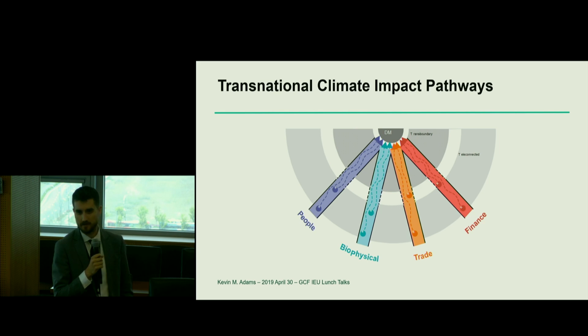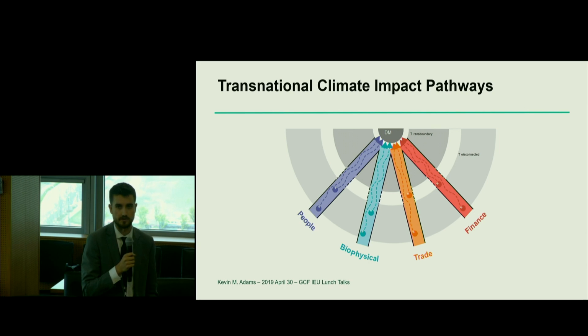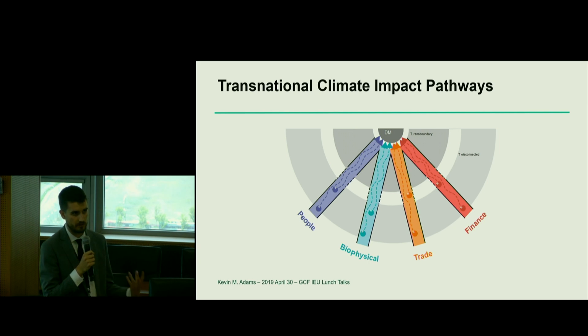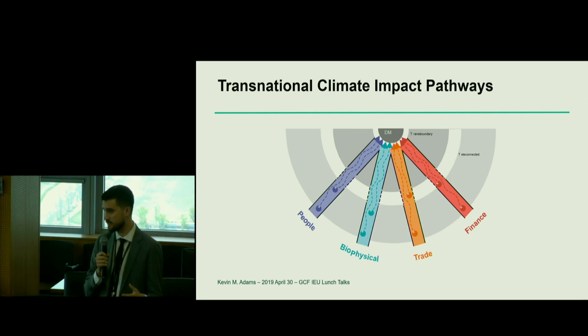To take a step outside of that, we also think that there are really important linkages to think about in trade systems, for example. So agricultural supply chains, what we're going to be talking about today. There's also relevance for people flows, so migration, tourism patterns, finance flows, like remittances, foreign direct investment.